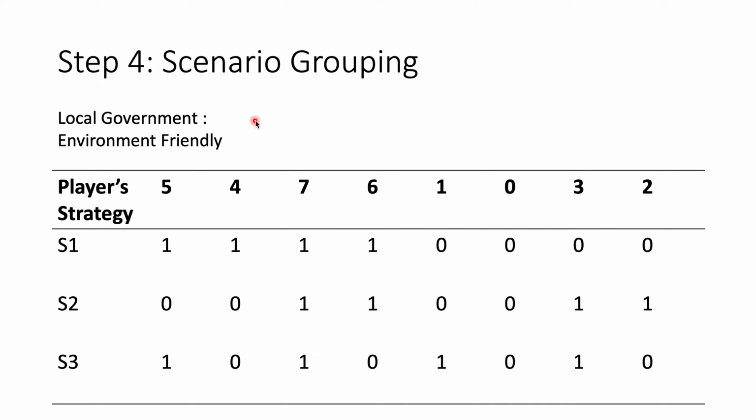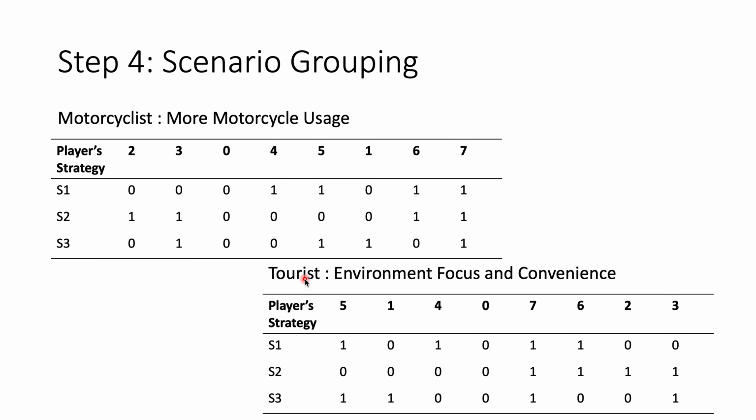After looking from the perspective of local government, we see the perspective of motorcyclists and tourists. As you can see here on the motorcyclist, because we use strategy 2, the most preferable ones are strategy 2 and 3 because there is a 1 here. It means we can use our motorcycles freely. But on the third and fourth place, we actually choose strategies which don't contain a number 1.